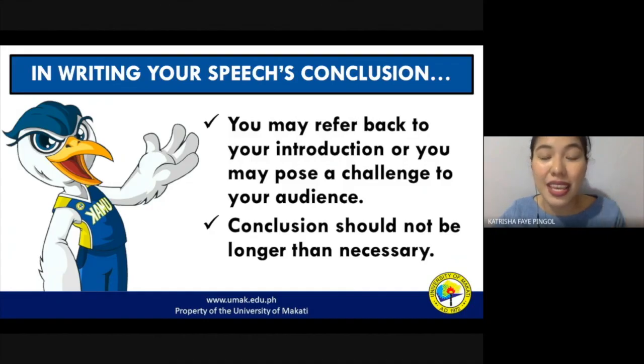This is what I was saying a while ago. When you are using a call to action, the conclusion should not be longer than necessary. A one-paragraph conclusion, that's already enough. 5 to 7 sentences, that's already enough for your conclusion.